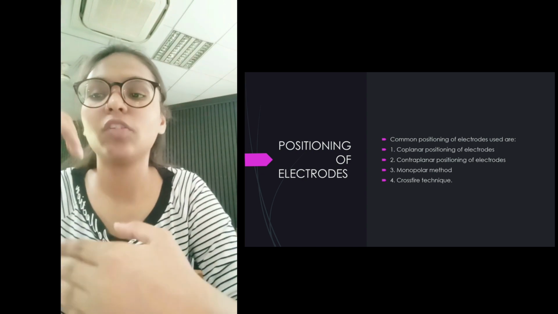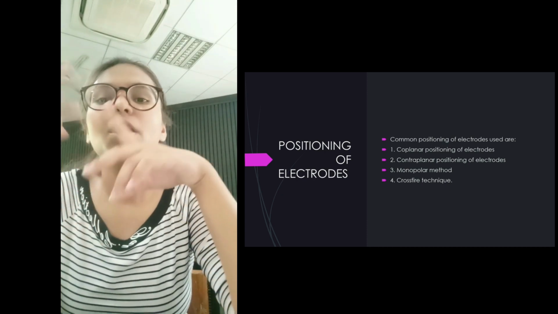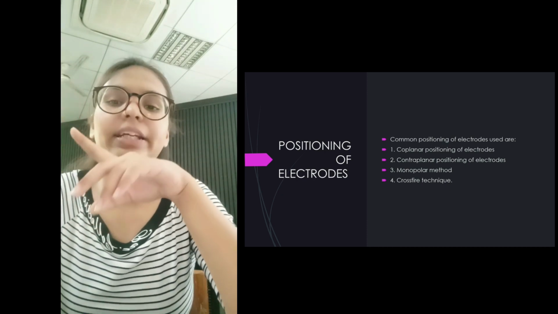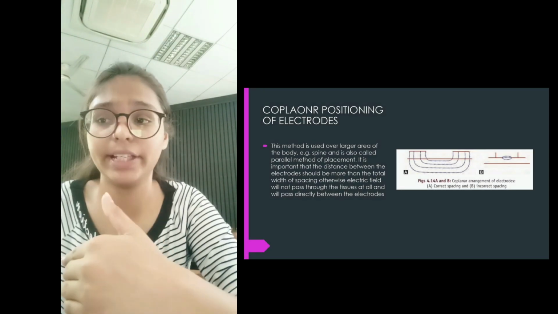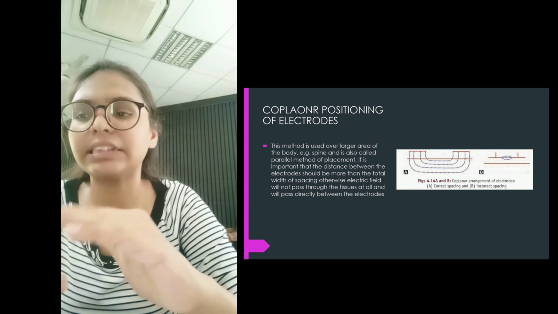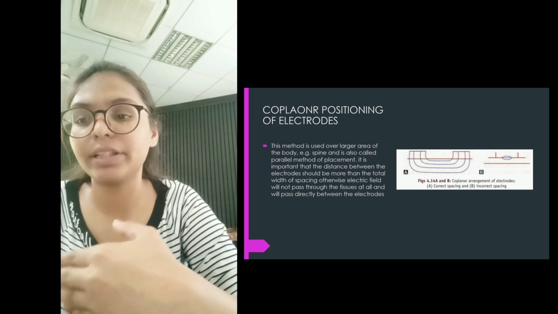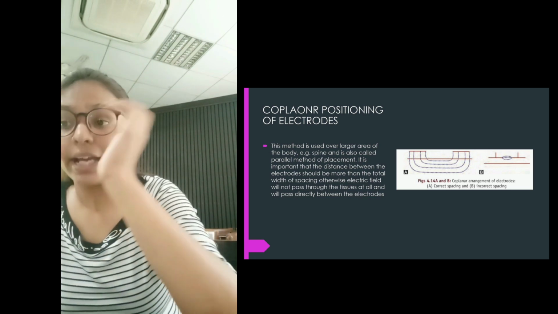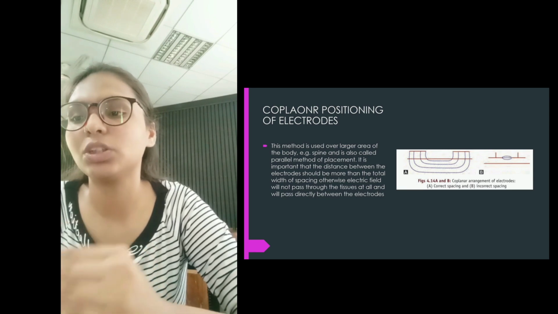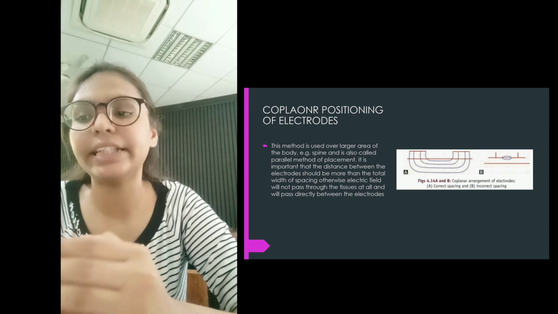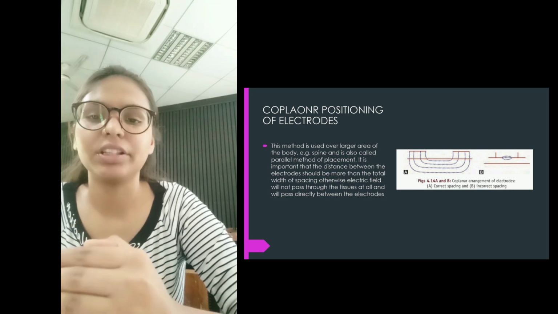Now the positioning of electrodes. Common positioning techniques for electrodes are coplanar, contraplanar, monoplanar and crossfire. Coplanar positioning of electrodes: this method is used over a larger area of the body. An example is the spine, and it is also called the parallel method of placement. It is important that the distance between the electrodes should be more than the total width of spacing, otherwise the electric field will not pass through the tissue at all and will pass directly between the electrodes.